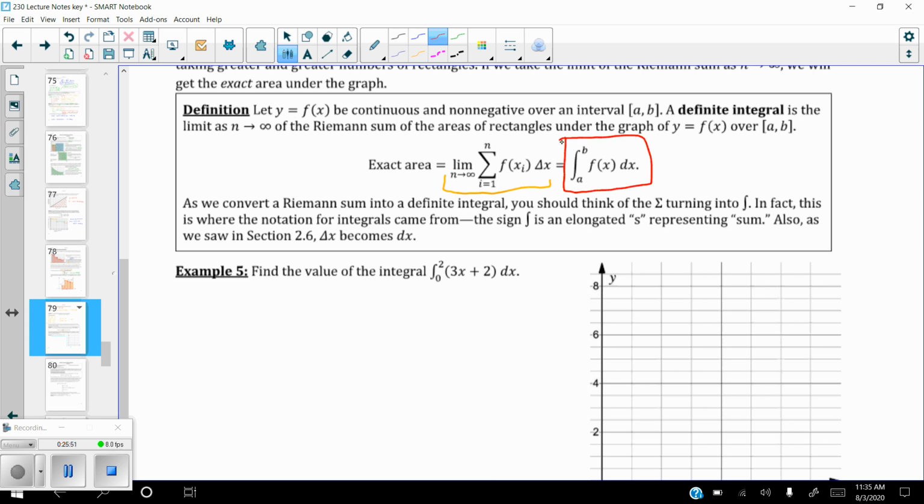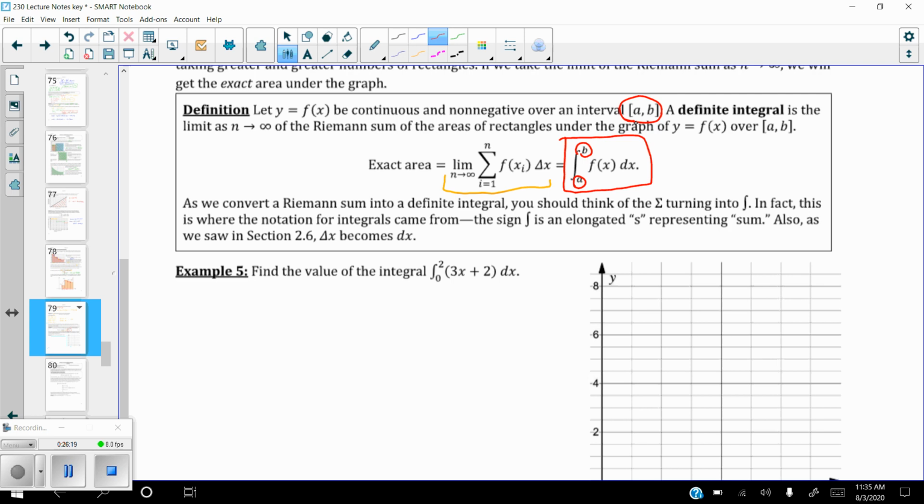Now what you'll see here is that this integral has numbers right here which we didn't have before. It's got a and b. Those are the bounds of the interval. So when we put those bounds into the integral, that now becomes what's called a definite integral. We're turning the sum into a definite integral where now we're actually going to find the area.